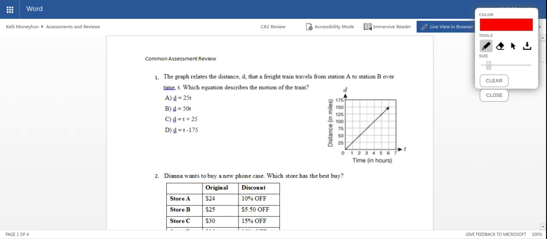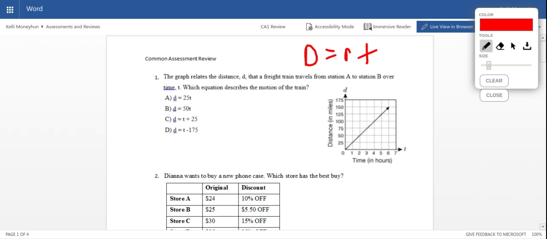Okay, so the first one, it says the graph relates the distance d that a freight train travels from station A to B over time, which is t. Which equation describes the motion of the train? Okay, so first you can look at your formula chart and notice that there is a formula for distance, which is distance equals the rate times time. So automatically you should be able to eliminate two of these answer choices.